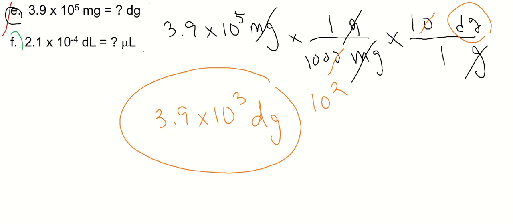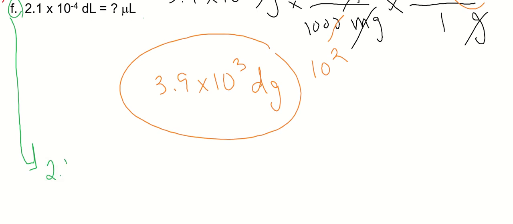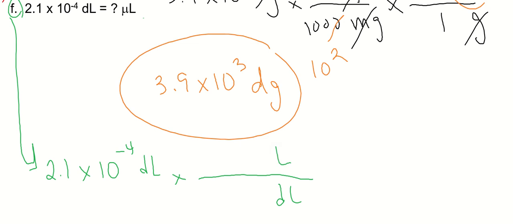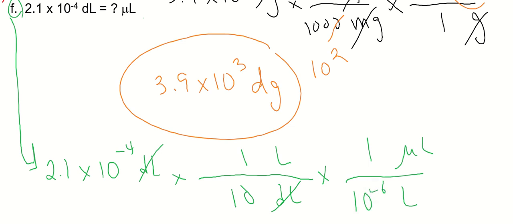All right, F. Last one. 2.1 times 10 to the negative 4 deciliters to microliters. I need a break after this. Deciliters. Cancel that out with the base, liter. We're going to go to the base. Deci means 10 times smaller, so we have 10 there and 1 there. Cancel that out. Now we can go from the base to the other prefix, which is micro. Micro means 1 million times smaller, so 10 to the negative 6.